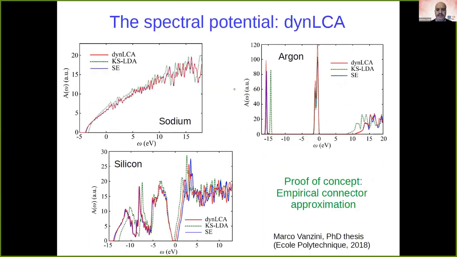And this was indeed done quite empirically by Marco Vanzini in his PhD thesis. And we have derived, just as a proof of concept, an empirical connector, and this approximation we have named the dynamical local connector approximation, that is able, using this spectral potential, to reproduce a given self-energy. In this case, it was a calculation with hybrids. But all this was very empirical, and I'm not going to spend too much time on this. This was just to show that, in principle, this is possible. And we have applied it to just three materials: sodium, argon, and silicon.